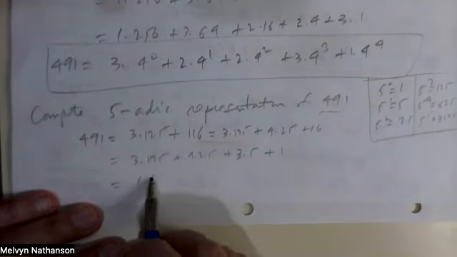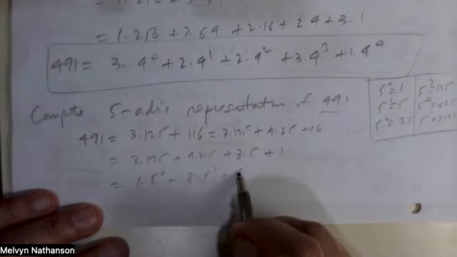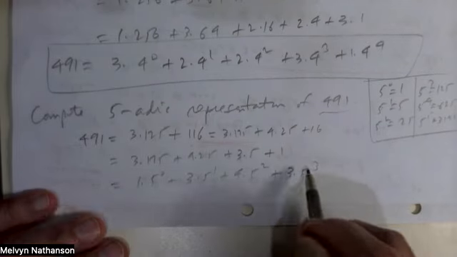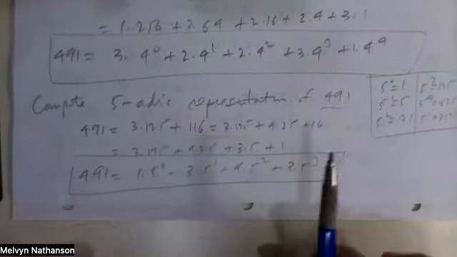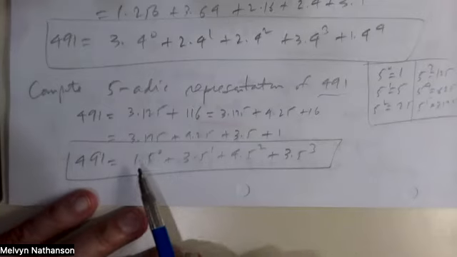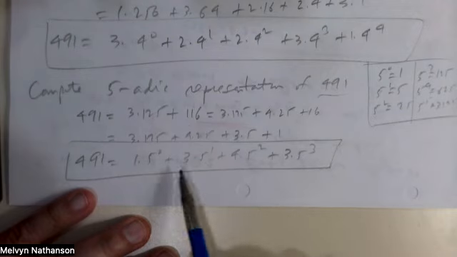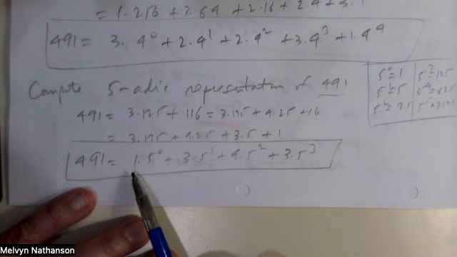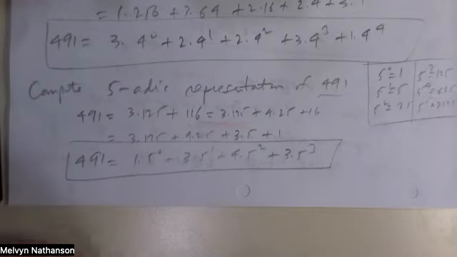So this is 1 times 5 to the 0, plus 3 times 5 to the first power, plus 4 times 5 squared, plus 3 times 5 cubed. And here we have 491 as a sum of powers of 5. And the coefficients are integers 0, 1, 2, 3, or 4, at most 5 minus 1, or 4. So that's the 5-adic representation.